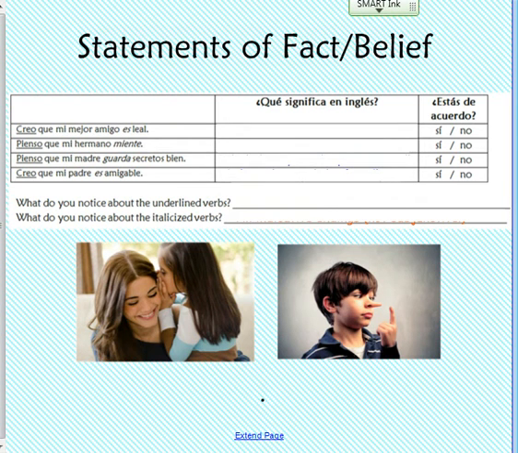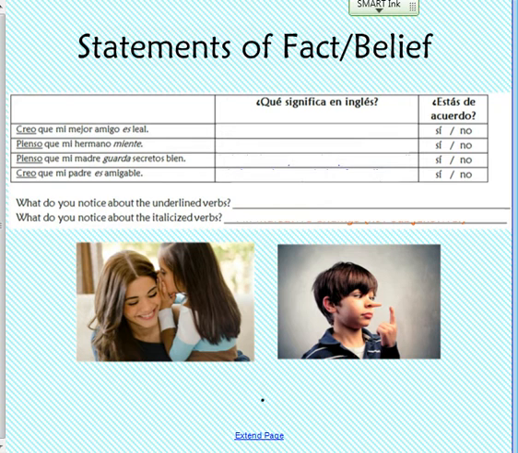So why would we use the indicative in this context? Well, let's see if you can figure it out by observation first. While there may be times we want to express our emotions towards something, there will also be times that we want to state something as an objective fact or belief. Well, at least objective from our perspective.